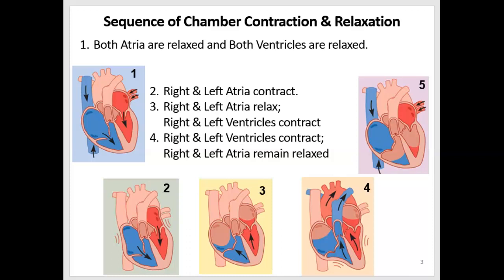At the end of one cardiac cycle, labeled number 5 and shown in the purple box, both ventricles relax and both atria remain relaxed.